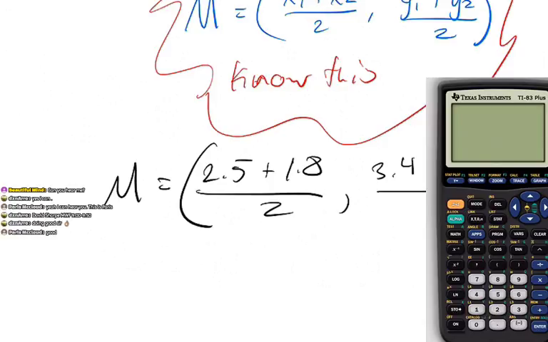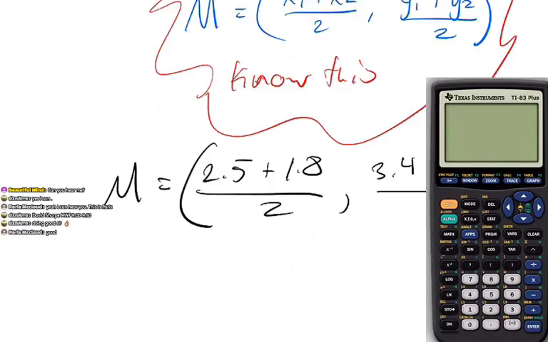And stop me if you have any questions or if you want me to do any specific questions from the study guide or anything like that. All right, so then here, let me turn this on. So if we say 2.5, okay, let's do 2.5 plus 1.8 divided by 2.